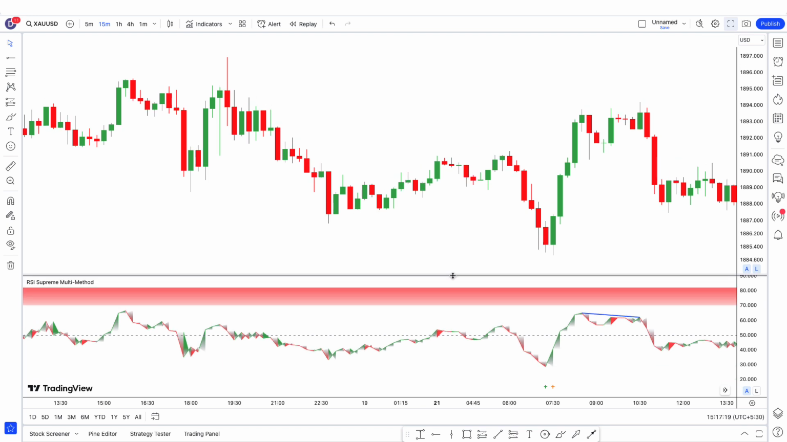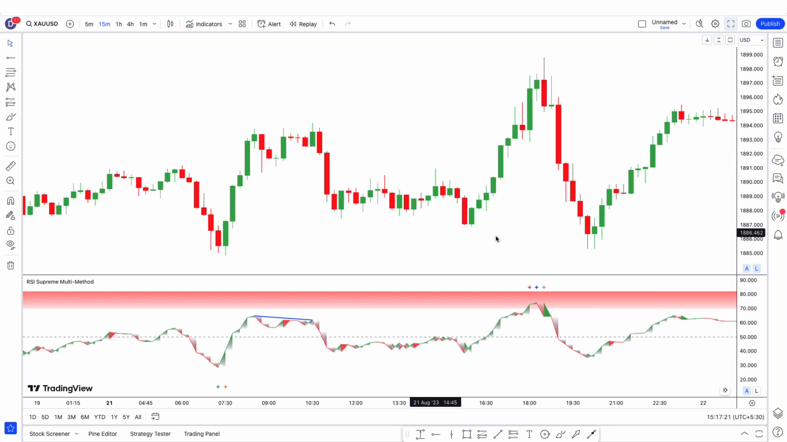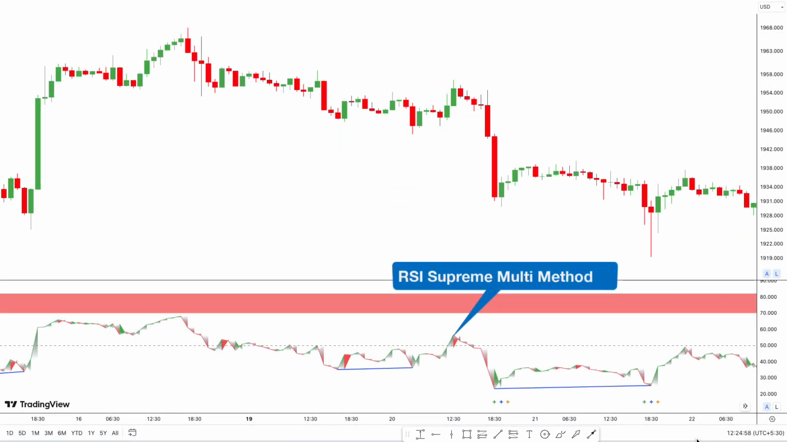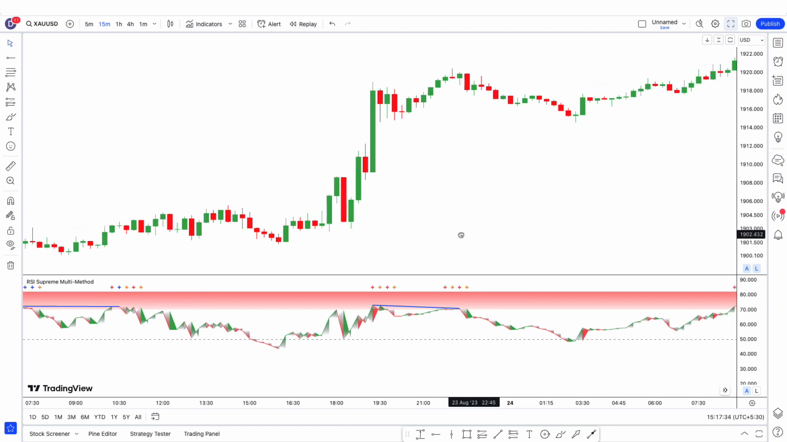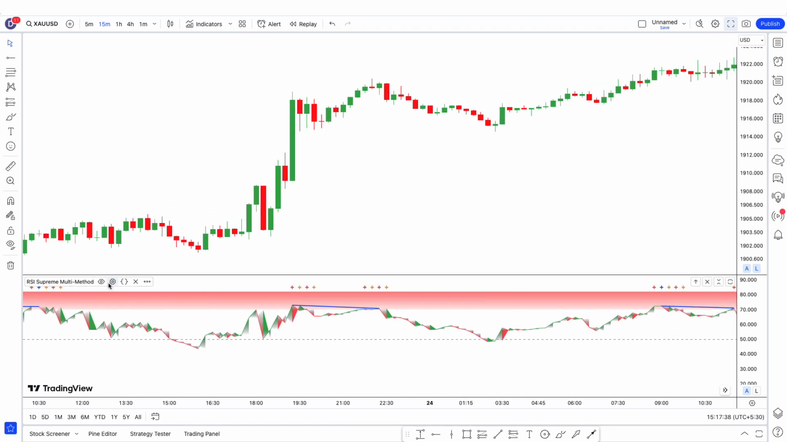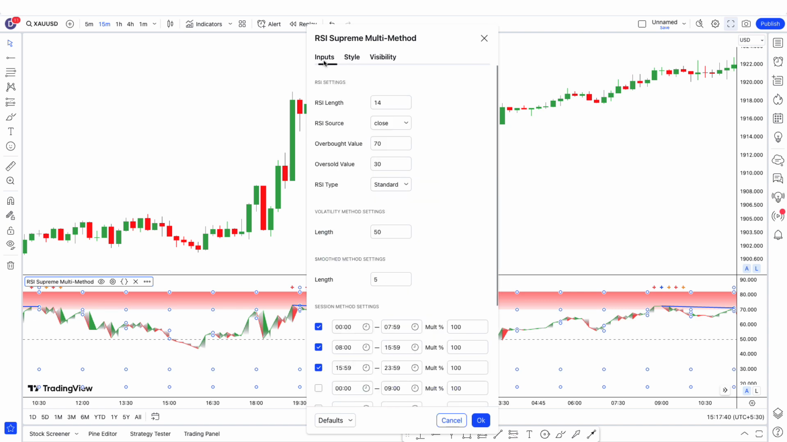So the RSI Supreme Multi Method is an innovative tool that combines the relative strength index with selectable manipulation methods to identify overbought and oversold conditions in the market, as well as provide the ability to detect divergence for enhanced trading insight. In the indicator's settings, you can find various customization options.